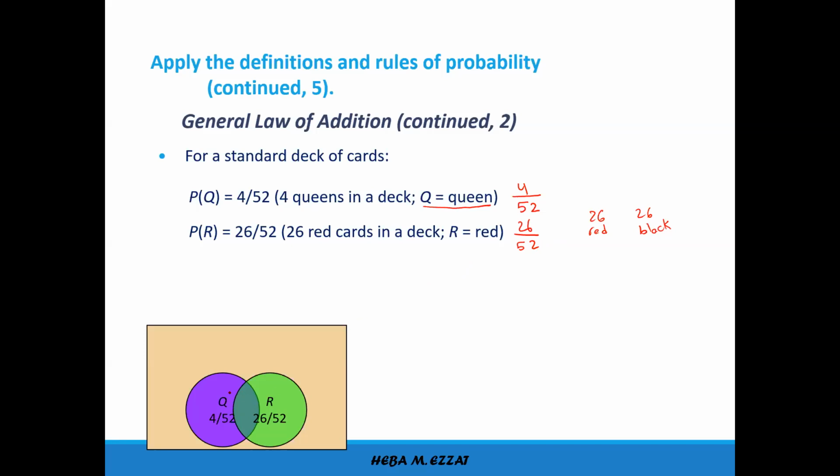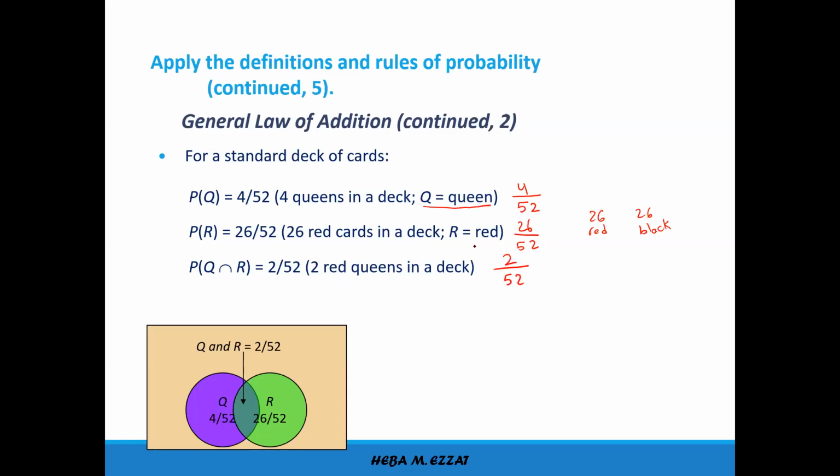So there is an intersection between queen and red. The intersection is that 2 of the 4 queen cards are red. So we have 4 queen cards, and 2 of them are red. This is considered the intersection area, that we have 2 red queens. This intersection can be calculated as 2 divided by 52, since the total number again is 52 cards and we have only 2 red queens.